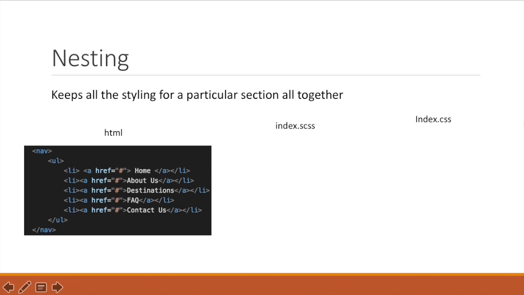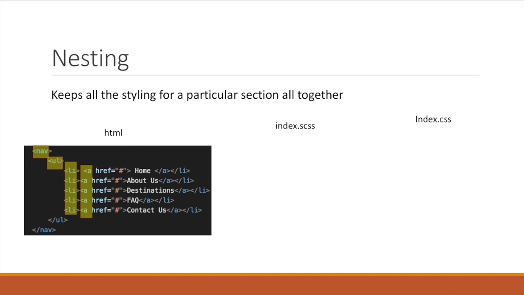So now I'm going to talk to you about nesting in Sass. Nesting is nice because it keeps all of the styling elements for one section in one block, whereas compared to CSS, you have little individual sections that select one thing and they can get mixed up and disorganized, and it's just annoying. So as you can see in my HTML, I have my nav bar and then everything nested in that.